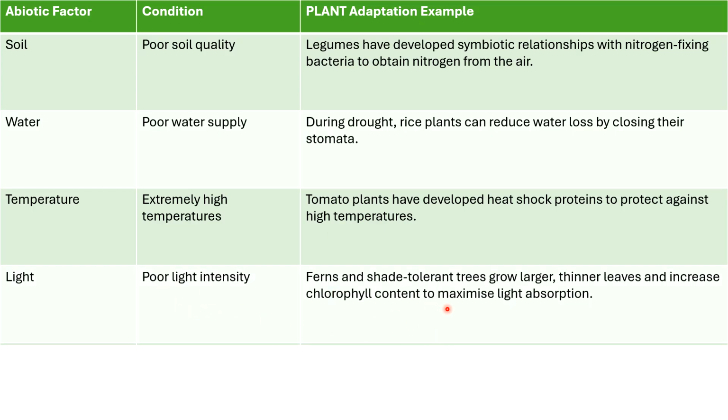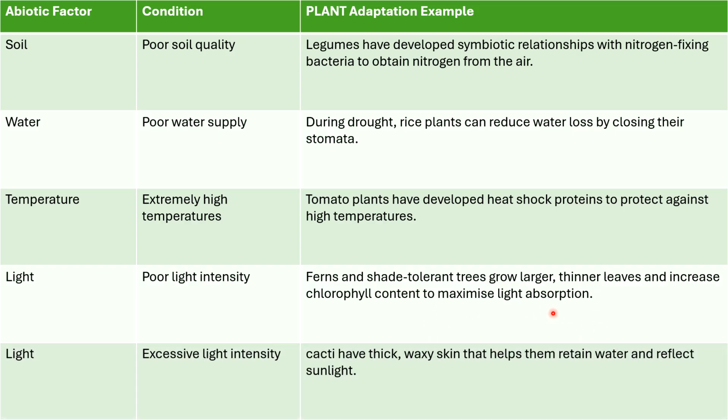Light, so poor light intensity. We have that ferns and shade-tolerant trees grow larger, thinner leaves and increase chlorophyll content to maximize light absorption. We know that chlorophyll is present in chloroplasts and is responsible for photosynthesis, so increasing its content is going to maximize the light absorption. And lastly, excessive light intensity, that's in deserts. This happens in deserts, right? So cacti have thick, waxy skin that helps them retain water and reflect this sunlight.